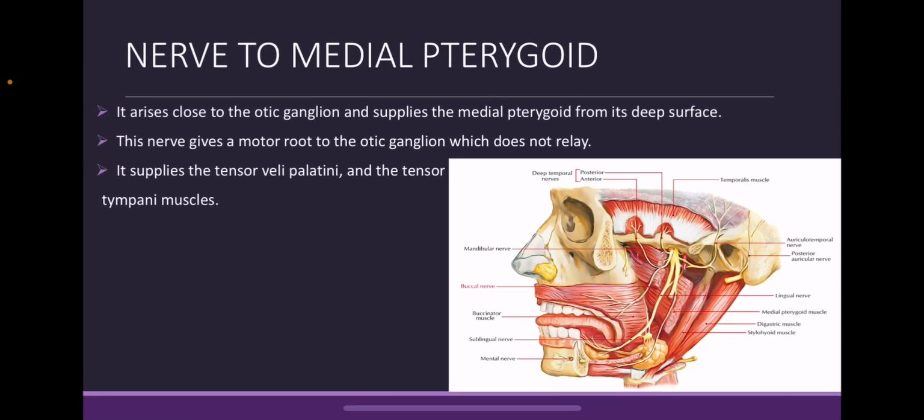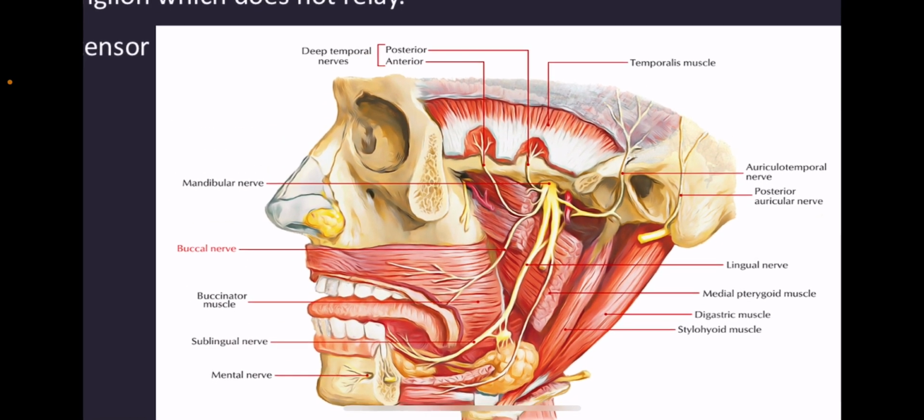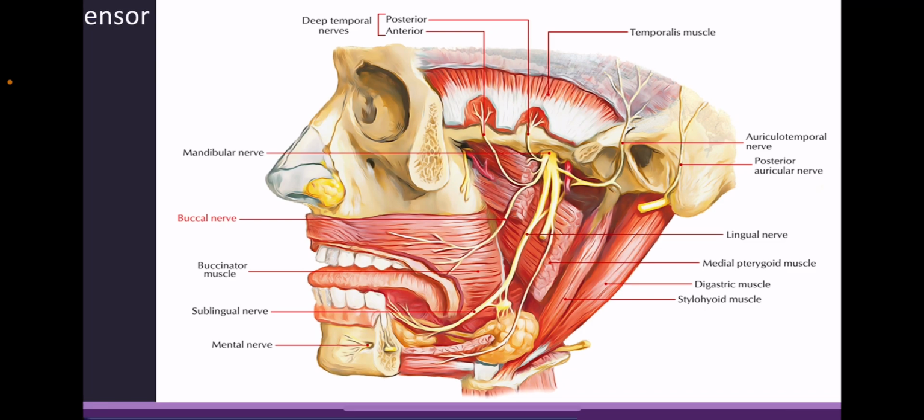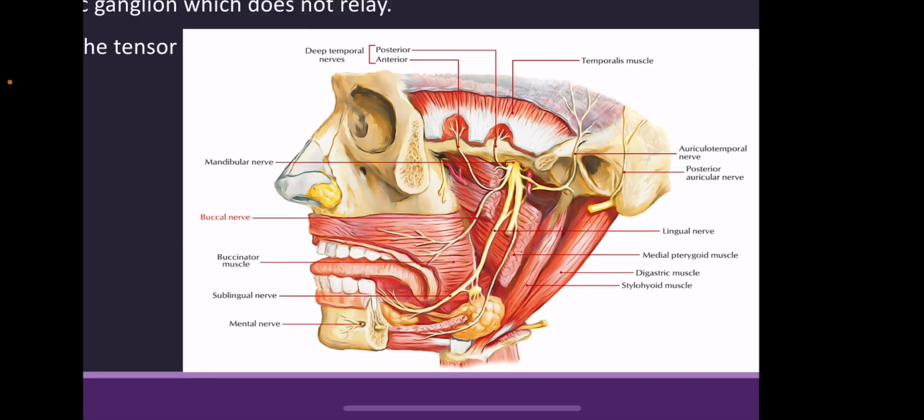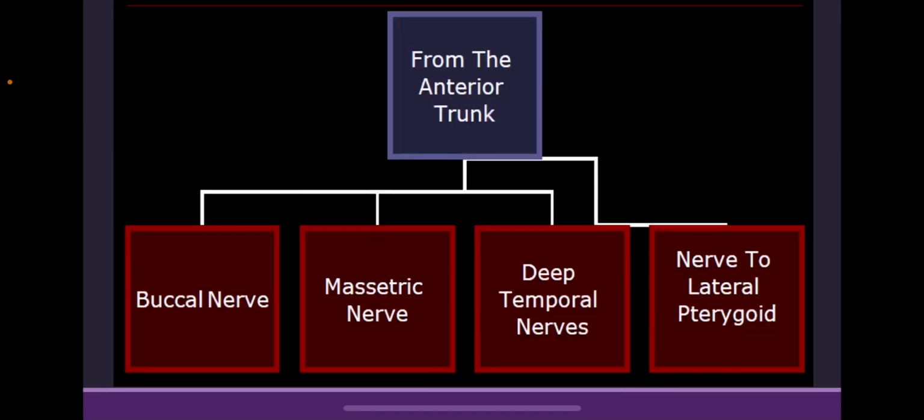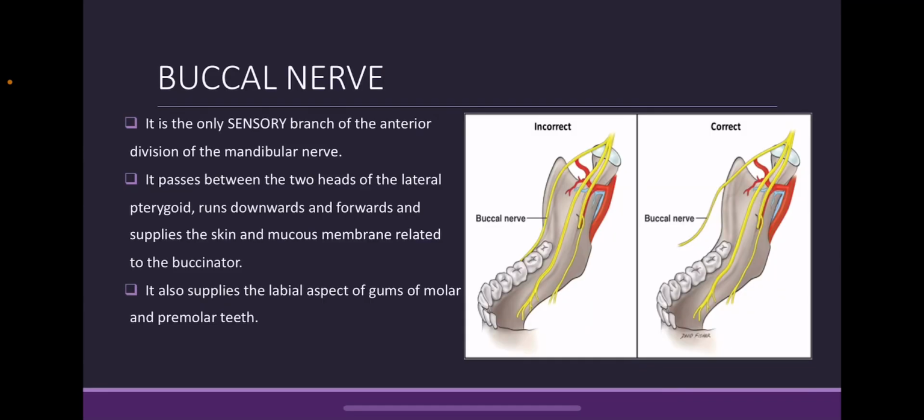The next one is the nerve to the medial pterygoid. It arises close to the otic ganglion and supplies the medial pterygoid from its deep surface. This nerve gives a motor root to the otic ganglion, which does not relay. It supplies the tensor veli palatini and the tensor tympani muscles. From the anterior trunk, there are the buccal nerve, masseteric nerve, deep temporal nerves, and nerve to the lateral pterygoid.